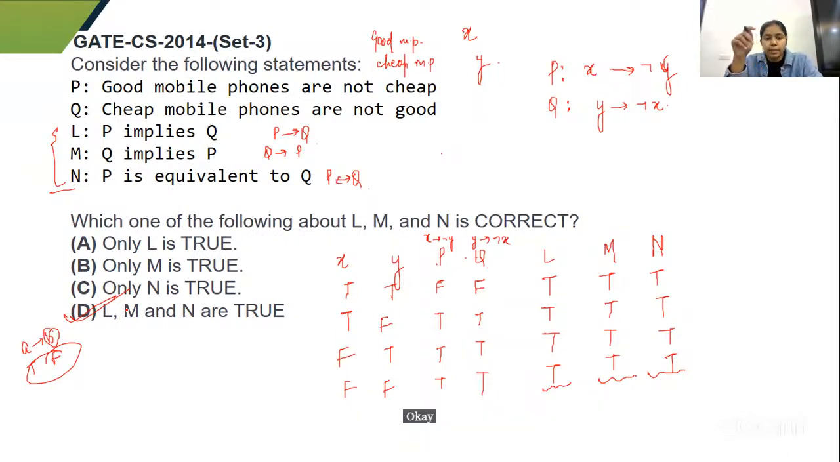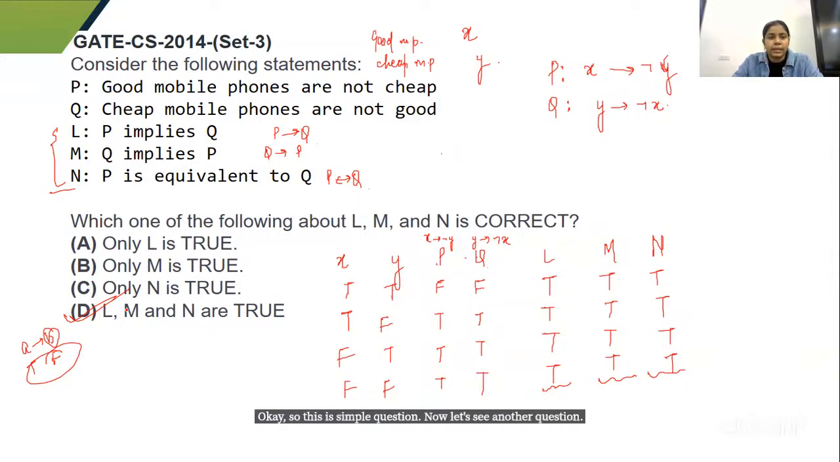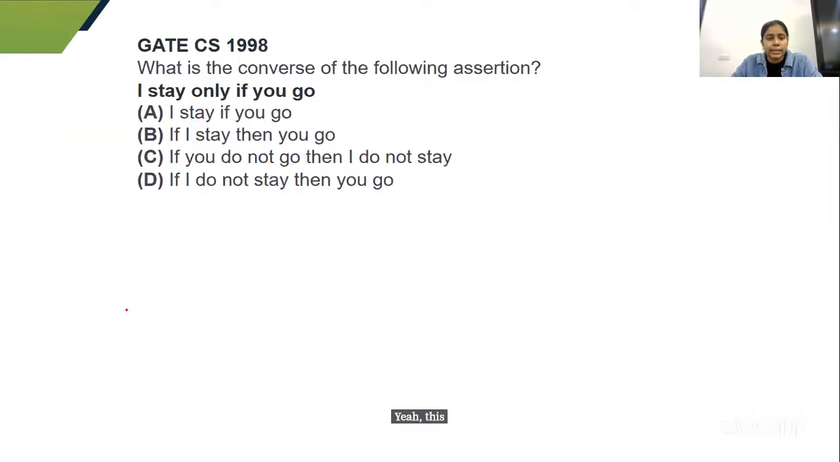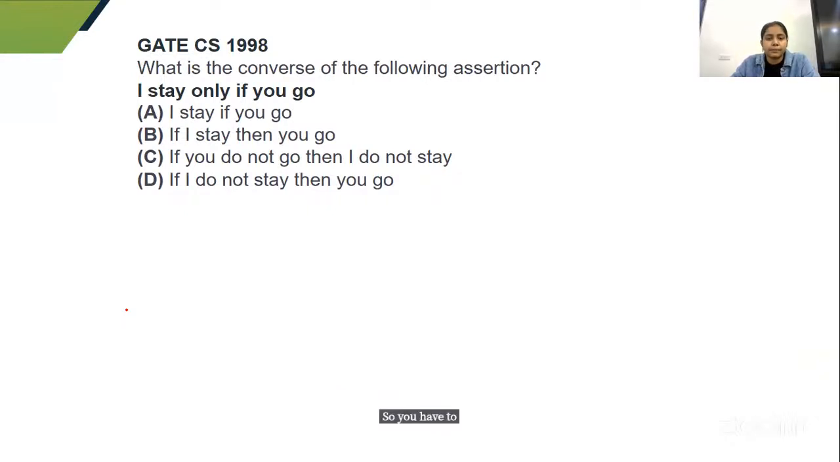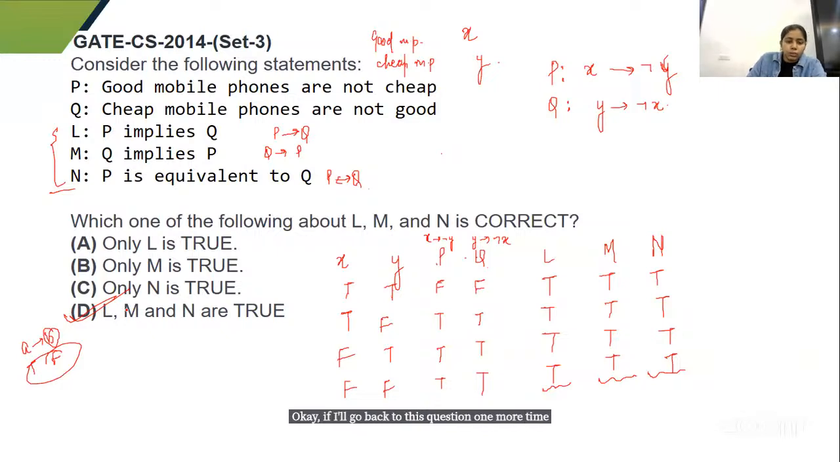Okay, so this is a simple question. Now let's see another question. They are asking what is the converse of the following assertion: I stay only if you go. So you have to find out the converse. Okay, if I go back to this question one more time, I have just found out the truth table here.